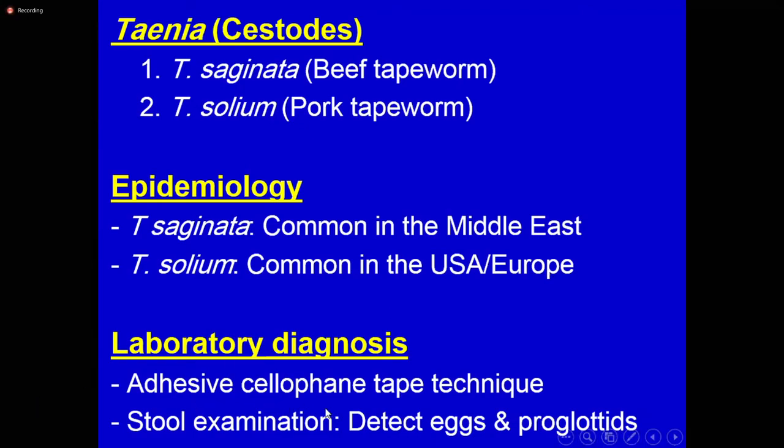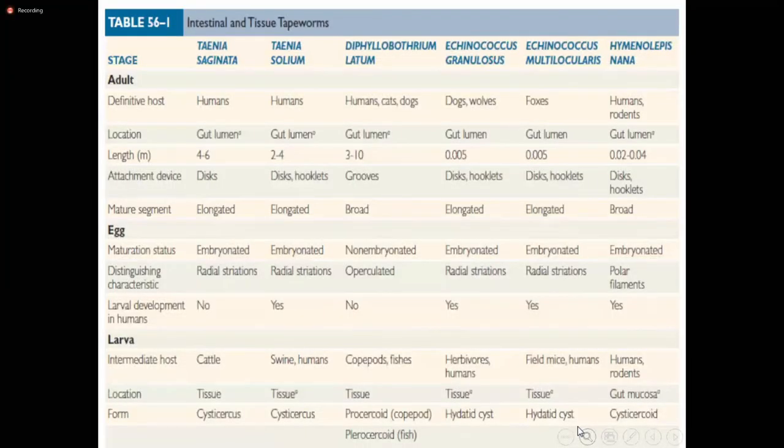Laboratory diagnosis: again, we can use the adhesive cellophane tape to detect the eggs around the anus. Also, we can detect the eggs by stool examination, and even the proglottids, the segments that detach from the tapeworm, like we said with Echinococcus. But here we have tens of segments and not three like Echinococcus. This is how to differentiate between Taenia saginata and Taenia solium.